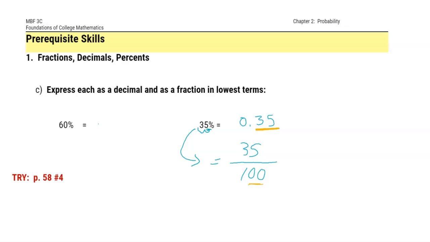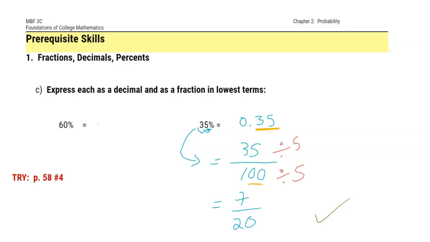And now all I need to do is reduce my fraction to lowest terms. And I can see that both my numerator and my denominator are divisible by 5. They're multiples of 5, so they have to be divisible by 5. And so now I'm just going to reduce that and see where I get. So 35 divided by 5 gives me 7, and 100 divided by 5 gives me 20, so 7 out of 20. Now, since 7 is a prime number, I can pretty much be confident that I am done at this point.